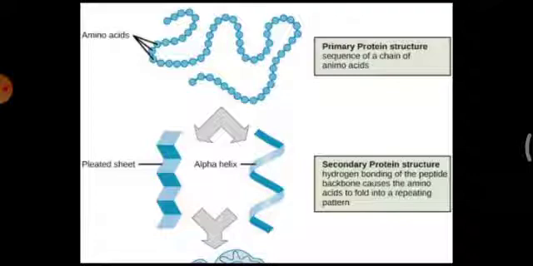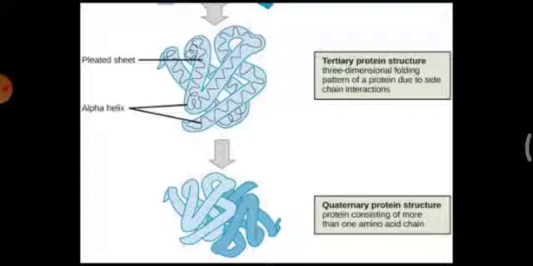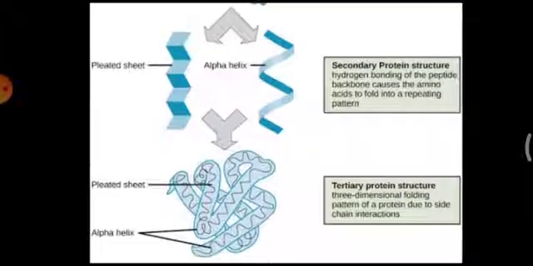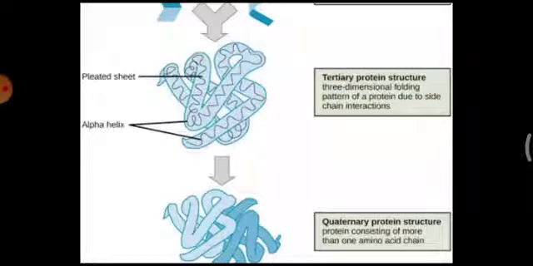They may be of two forms. You can see alpha helix and also pleated sheets. Next one is the tertiary protein structure. In the bracket you can see three-dimensional folding pattern of a protein due to side chain interactions. And then whatever secondary structure you have seen, that is alpha helix or pleated sheets, they will undergo again folding, bending, twisting to form the tertiary protein structure.